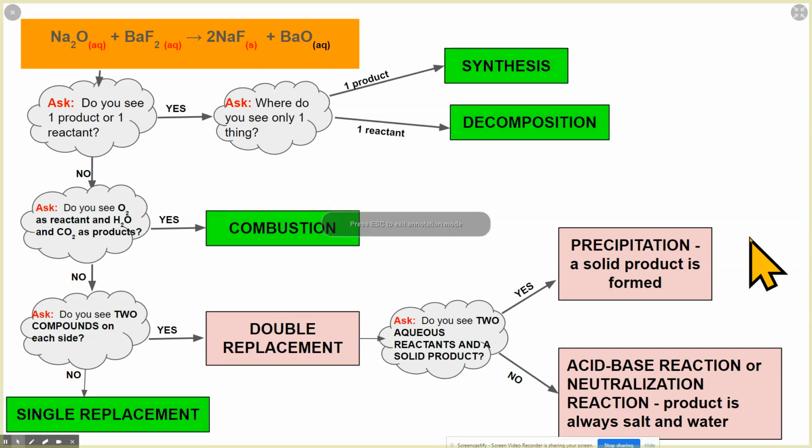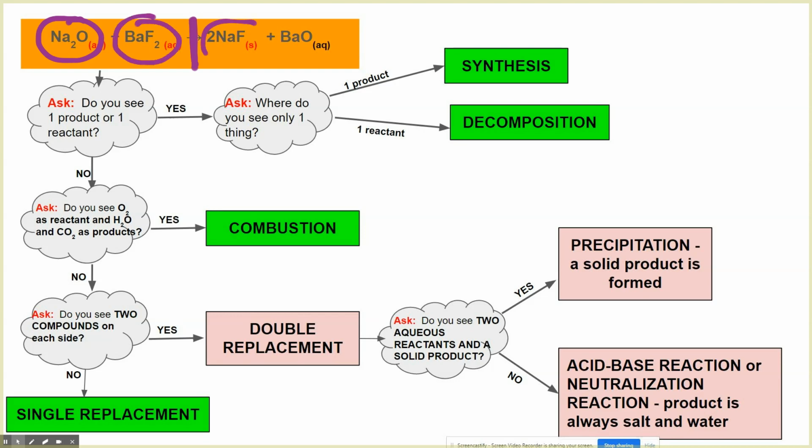Look at this one right here. So again, the first thing you always do is divide the equation in half. Now look at it. Ask yourself, do you see only one product or one reactant? No, because there's two things before the arrow, two things after. So the answer is no. I go this way. Do you see O2 as a reactant, H2O and CO2 as products? Again, I don't see any of those, so no.